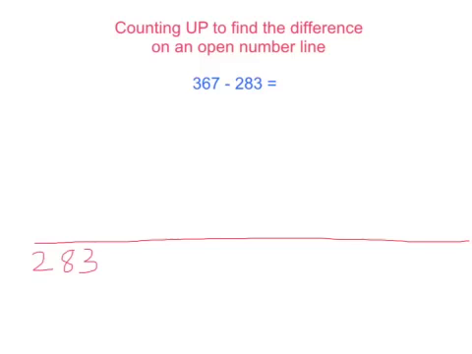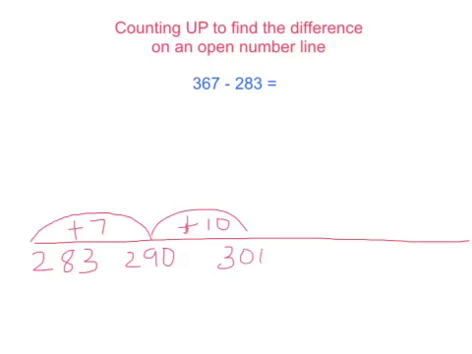So if we're at 283, we want to try and get to a friendly number that ends with a 0. So we're going to jump 7, and now we are at 290, which is a lot easier to work with. So then we know if we just jump 10 more, then we're going to be at 300.